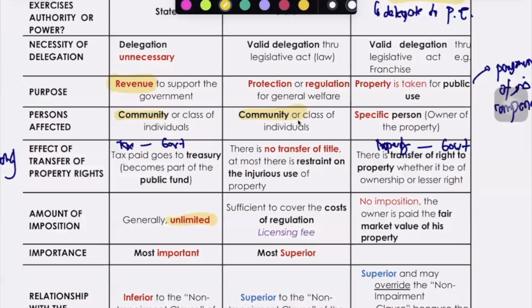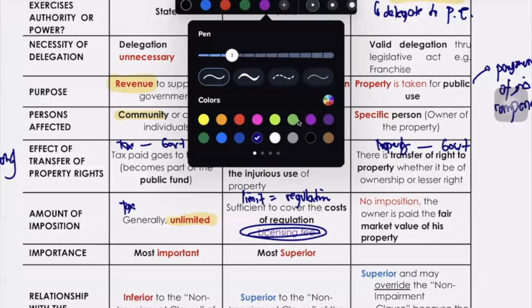But for police power, it is generally sufficient to cover the cost of regulation. Therefore, there is normally a limit here, which is provided pursuant to our regulations. So it is more of a licensing fee. In taxation, we call them tax. In police power, we call them licensing fee, license, or permit fee.